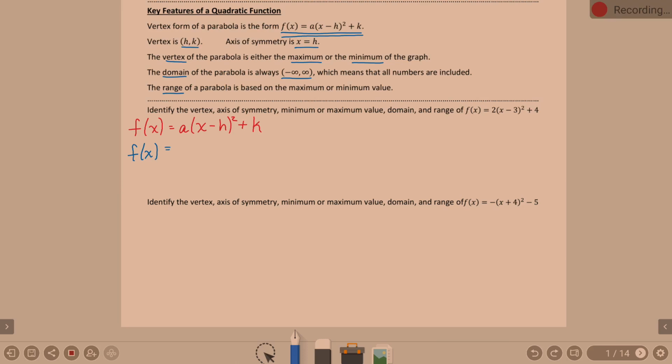The equation we're using is what? f(x) = 2(x - 3)² + 4. And I'm writing those right underneath each other just so we can see what this graph is doing. Okay, first thing they ask us for. Let's start with the vertex.